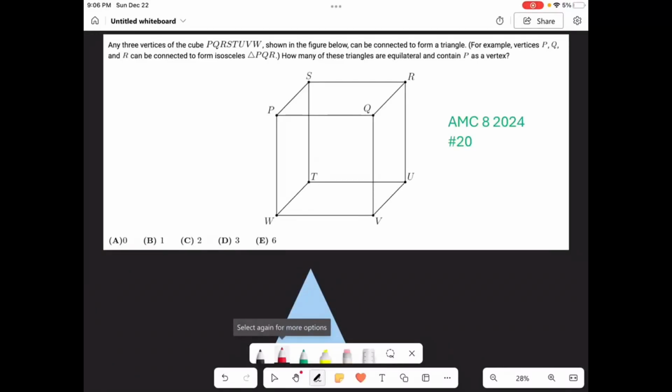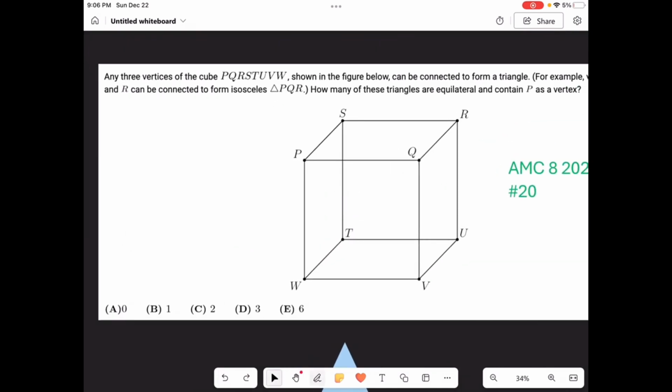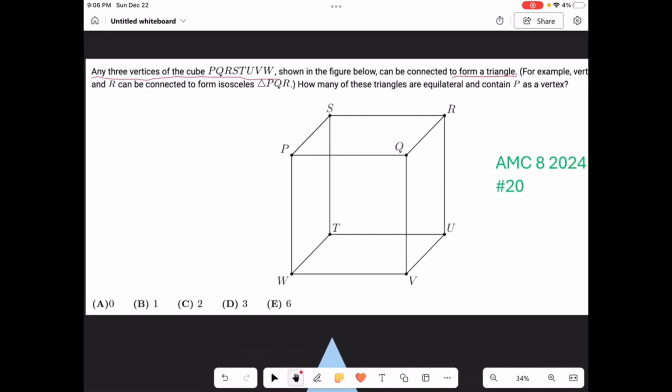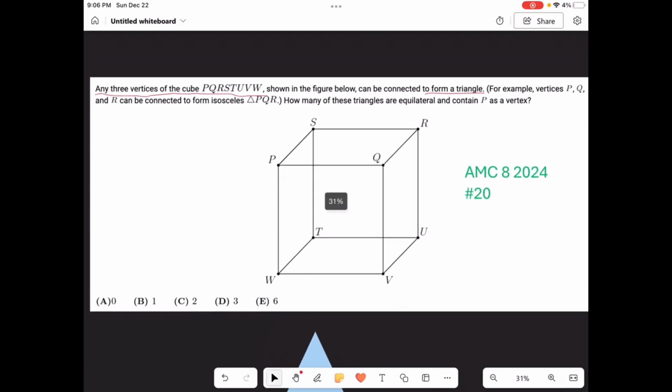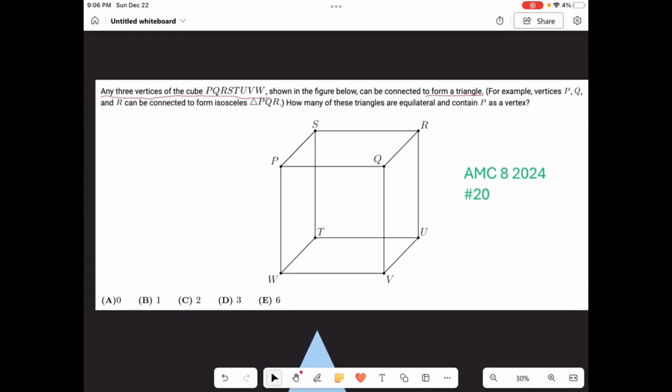In this video, we'll be covering problem number 20 from the 2024 exam. So let's get started. Any three vertices of the cube PQRSTUVW shown in the figure below can be connected to form a triangle. For example, vertices PQR can be connected to form isosceles triangle PQR. How many of these triangles are equilateral and contain P as a vertex?